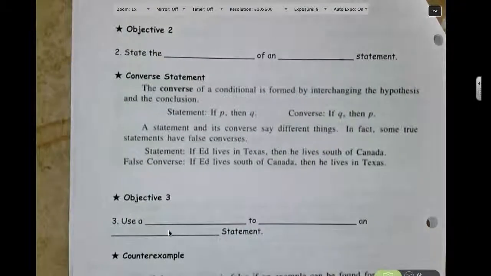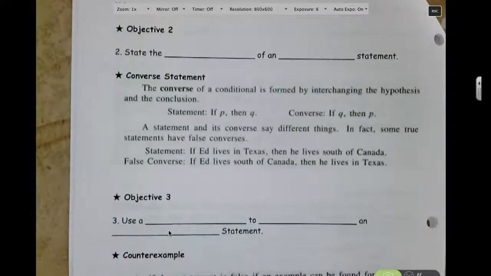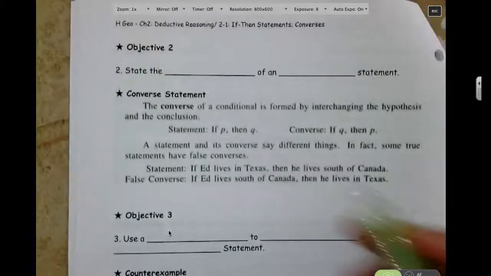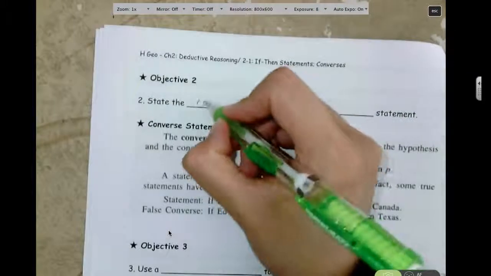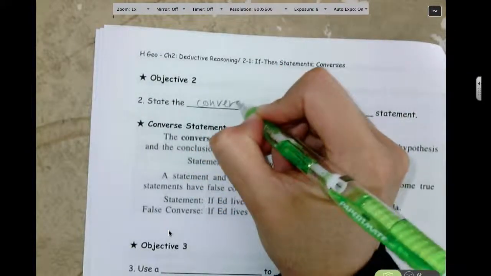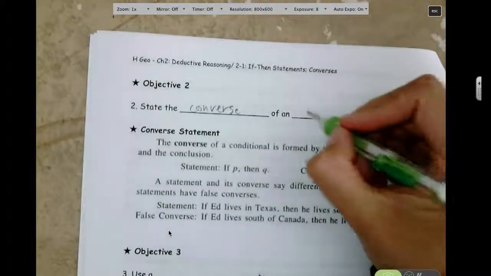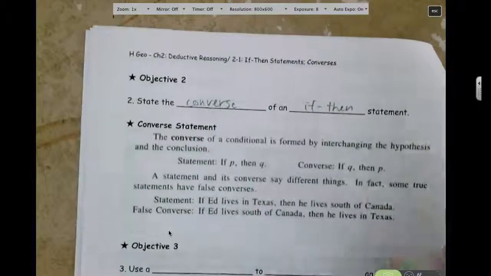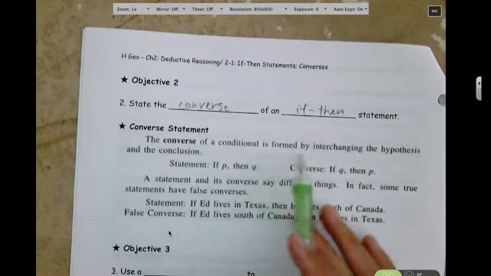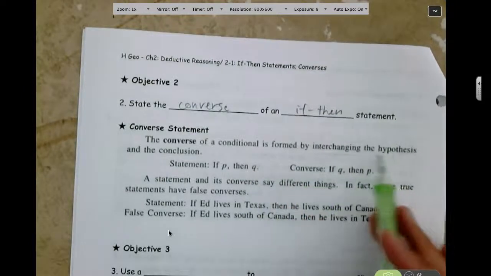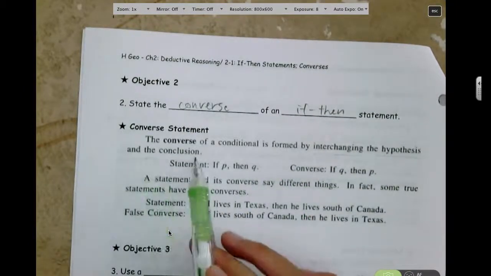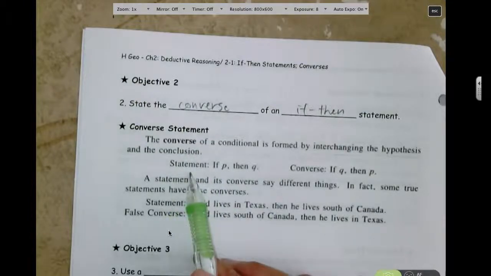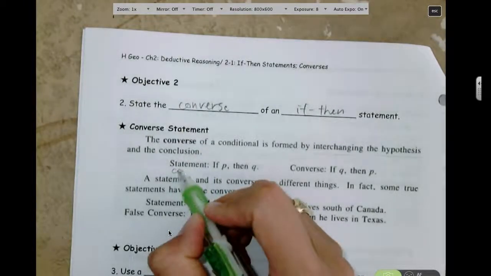Objective number 2 is the converse. State the converse of an if-then statement. The converse of a conditional is formed by interchanging the hypothesis and the conclusion.